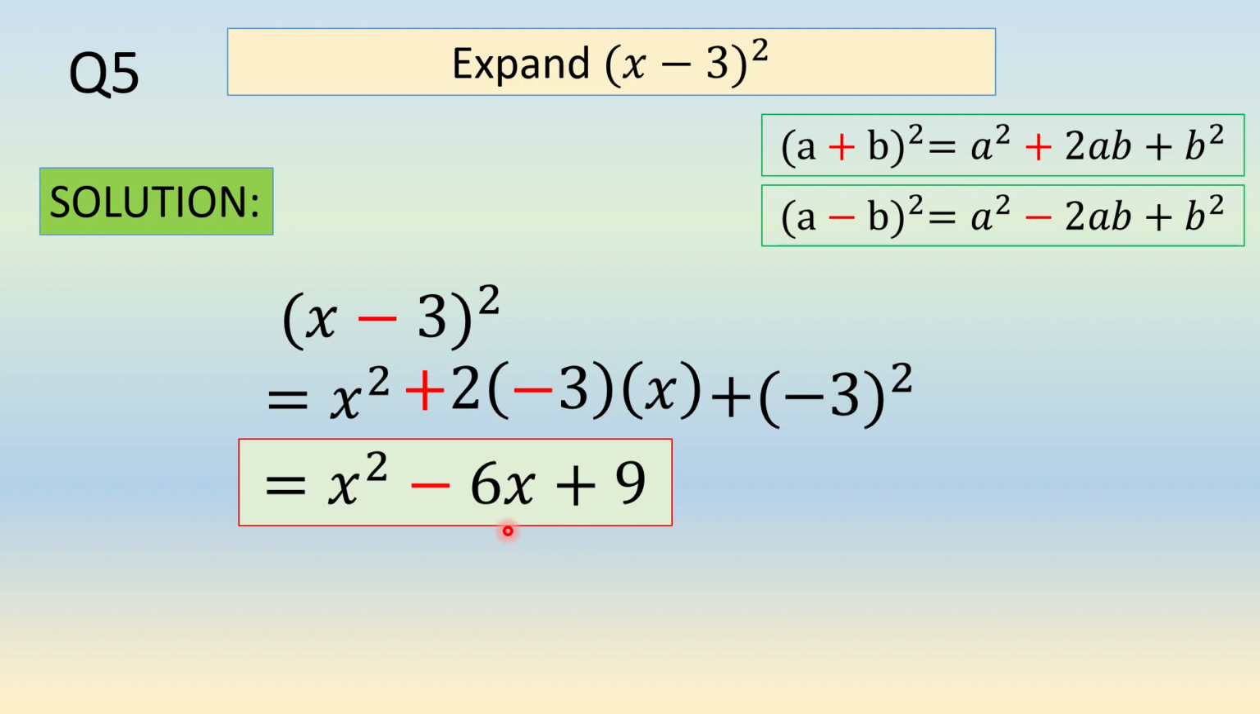So you have the final answer as x squared. Again, the second term you have 2 times negative 3, that will give you negative 6. Then times x, you get negative 6x. Continue with the third term. In bracket negative 3 squared, you will get 9. So the final answer now will be x squared minus 6x plus 9.